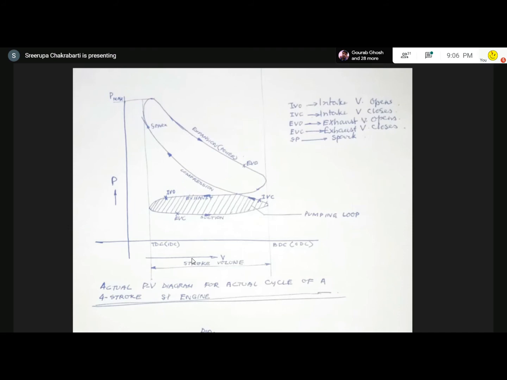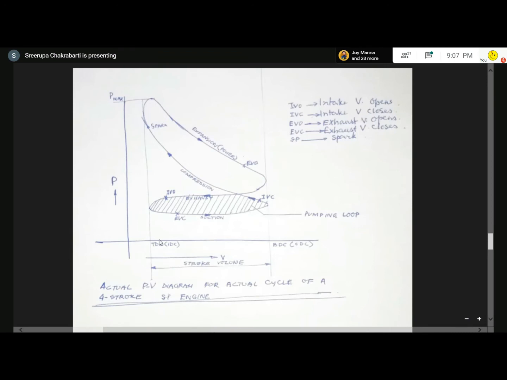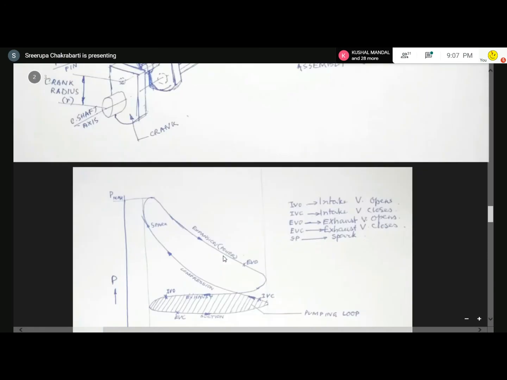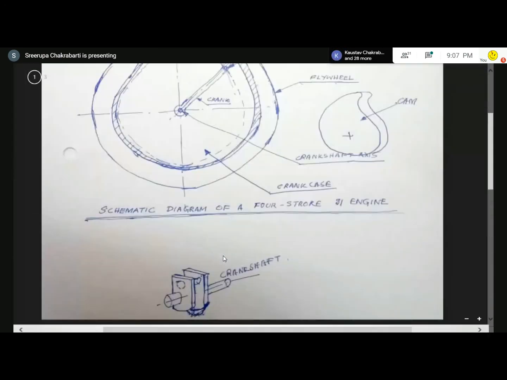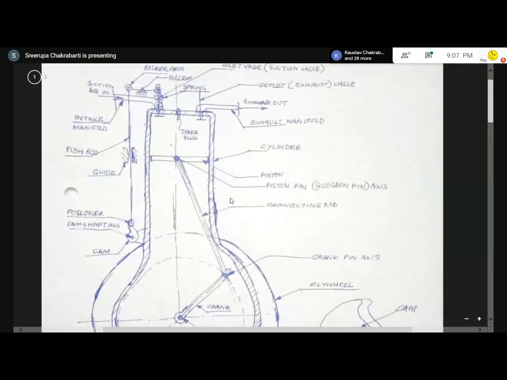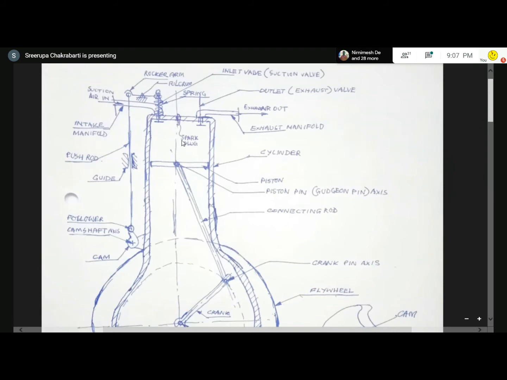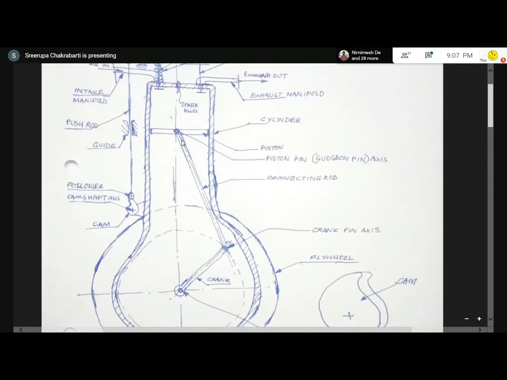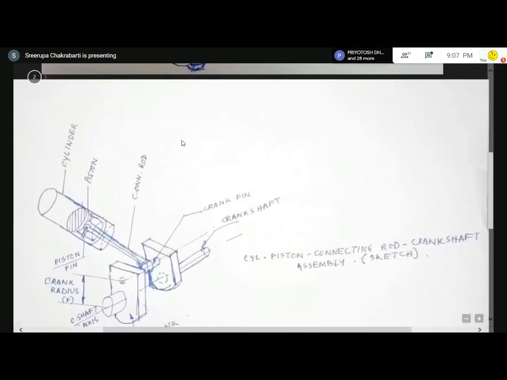If you look at this cycle, this is the pressure axis, this is the volume axis. P and V stand for what? P and V stand for the pressure and volume here, the instantaneous pressure and volume in this portion.